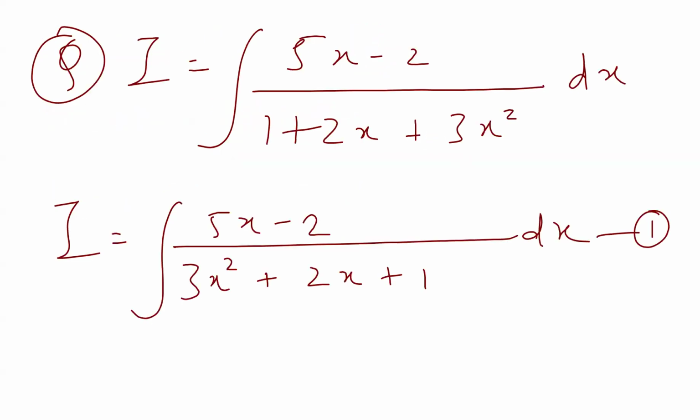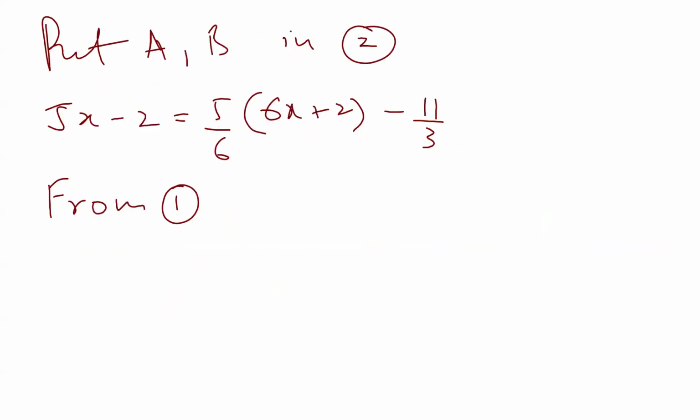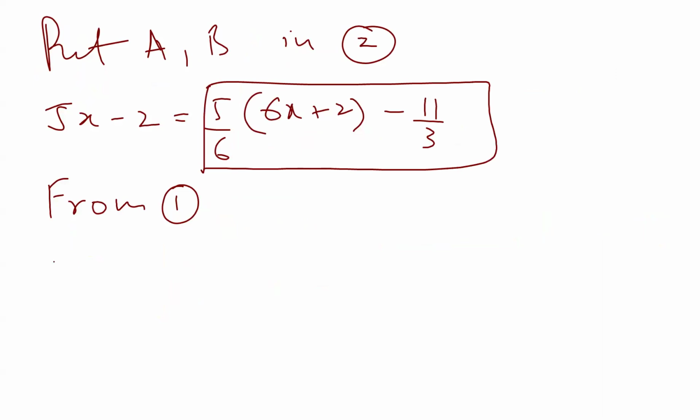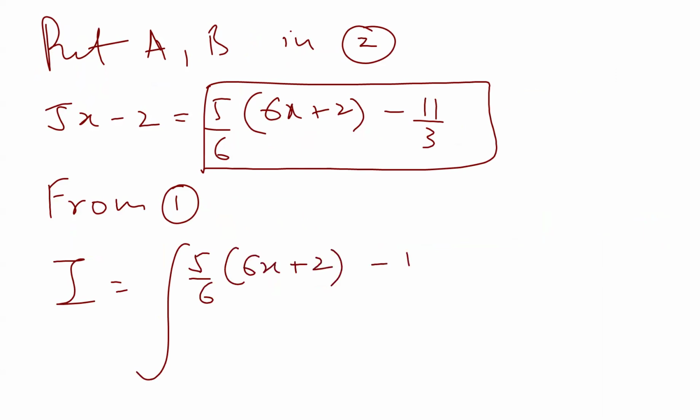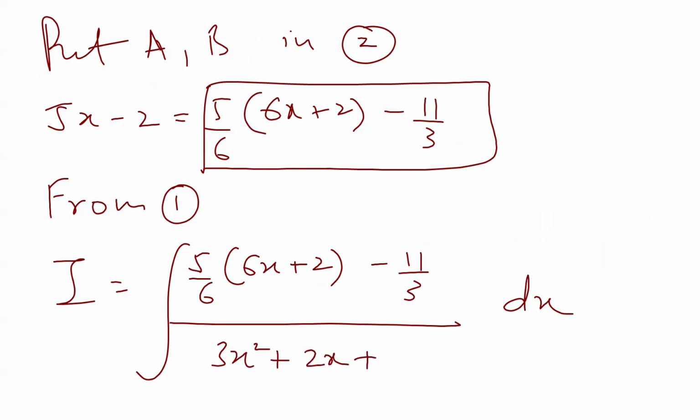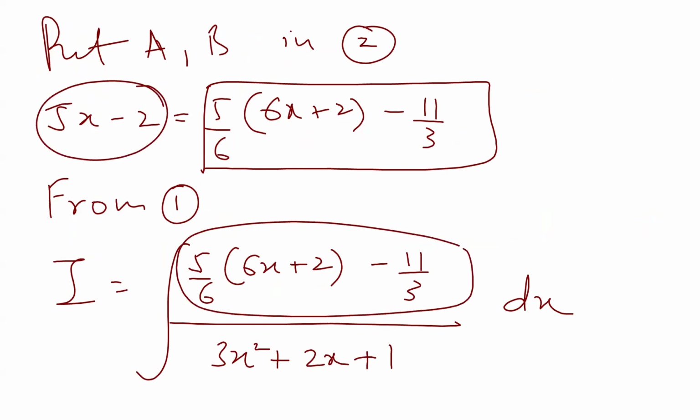Okay. This is equation number 1. We got the value of 5x minus 2. What is the value of 5x minus 2? The value of 5x minus 2 is this. So just replace the value of 5x minus 2: 5 by 6, 6x plus 2, minus 11 by 3, upon 3x square plus 2x plus 1. So I replace the value of 5x minus 2 by this in equation number 1.